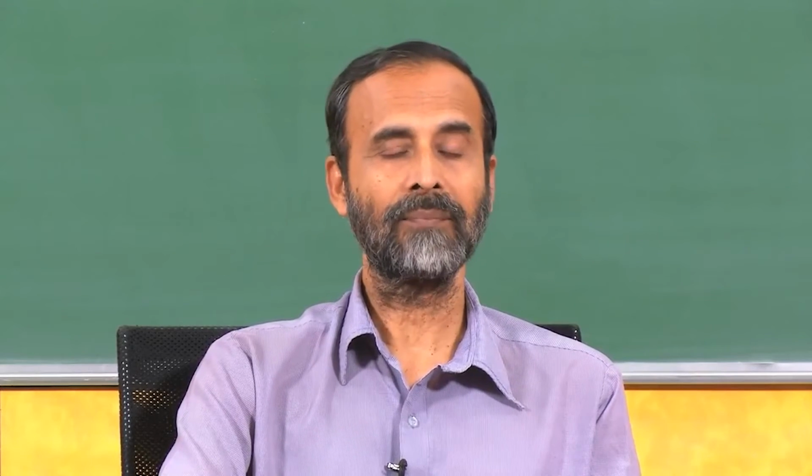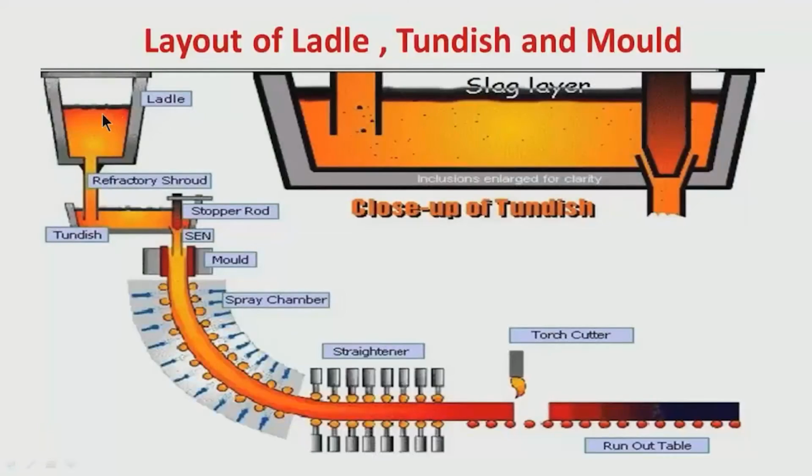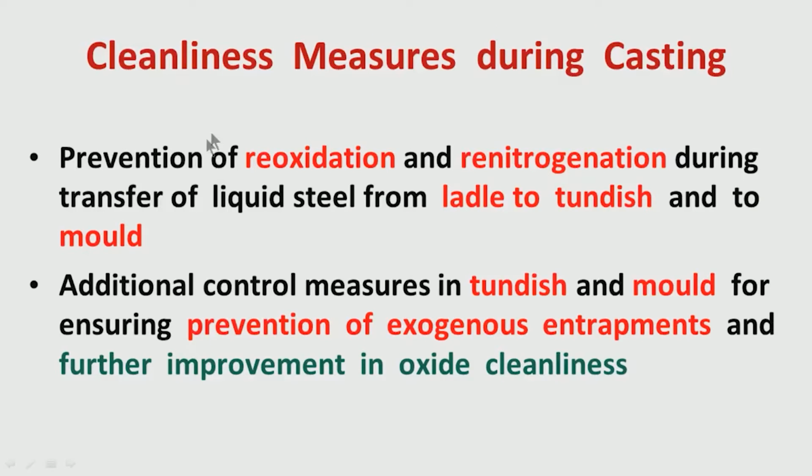That means, all the elements, particularly oxygen and nitrogen, which are there in air, there is a possibility of pickup of oxygen, that means reoxidation, and pickup of nitrogen from air, that means renitrogenation, during transfer of liquid steel from ladle to the tundish, and from tundish to the mold. So, we have to be very careful. How do we do that? That is what we are telling, we have to prevent reoxidation and renitrogenation during transfer of liquid steel from ladle to tundish and again from tundish to the mold. This is the first requirement.